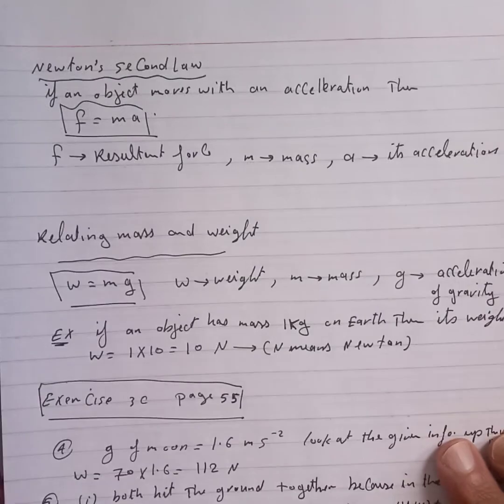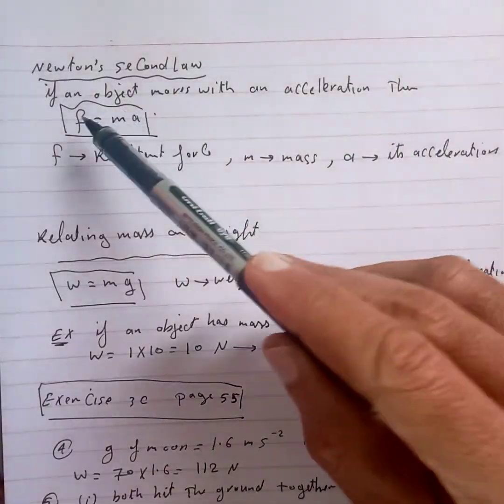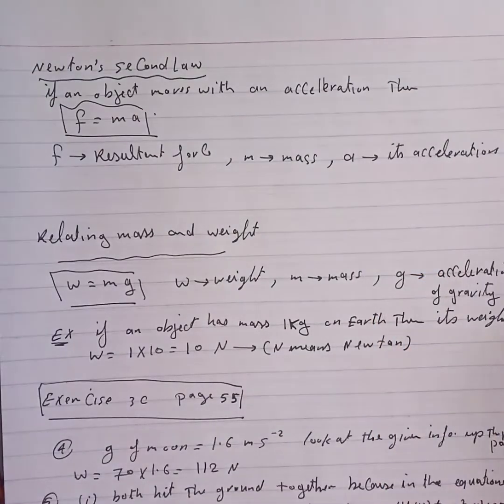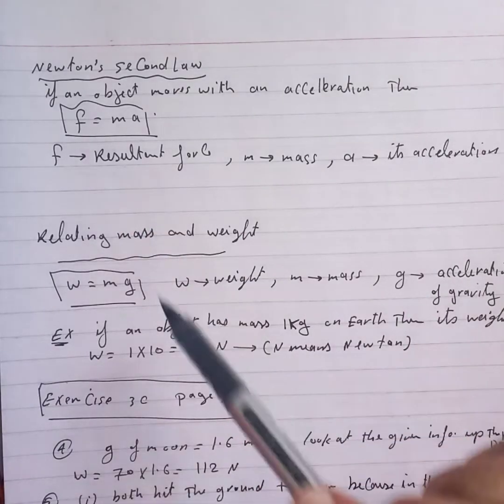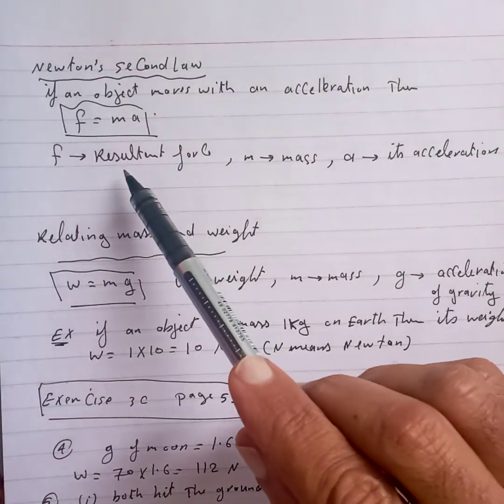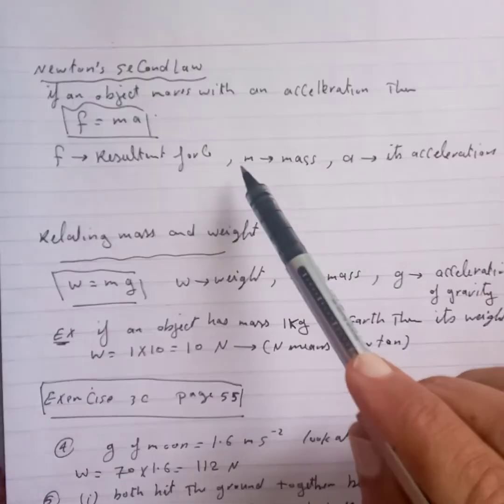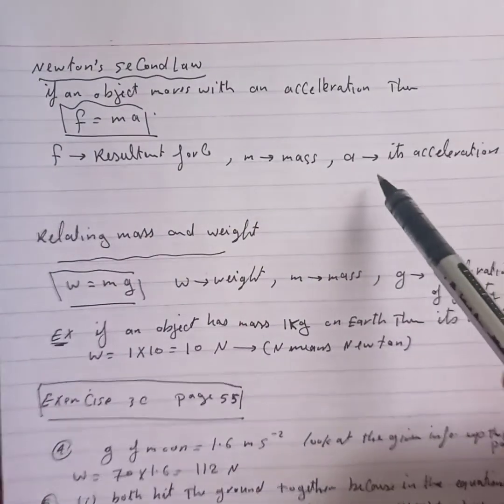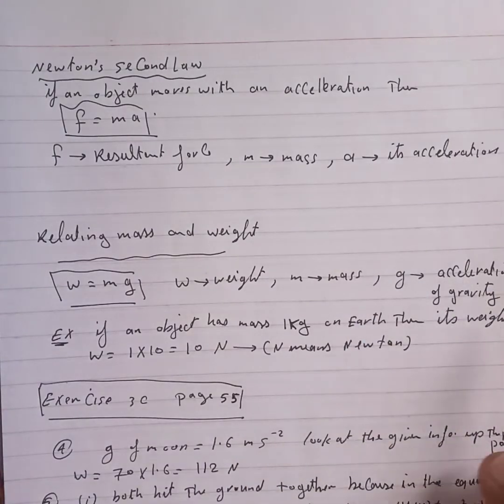Page 2, we are talking about Newton's second law. It states that if an object moves with an acceleration, the driving force is higher than the resistance force. In such a case, F equals ma. F is the force, or the resultant force, and it is equal to the mass of the object times its acceleration.